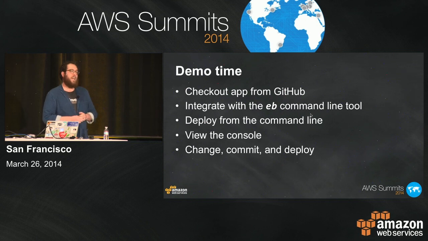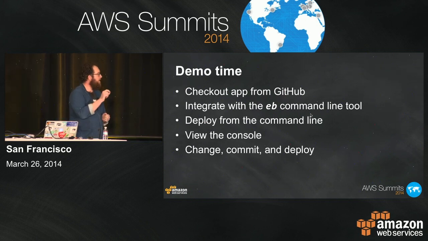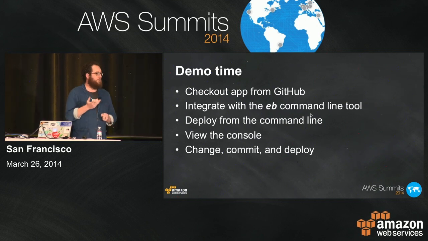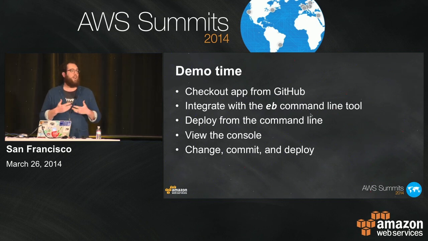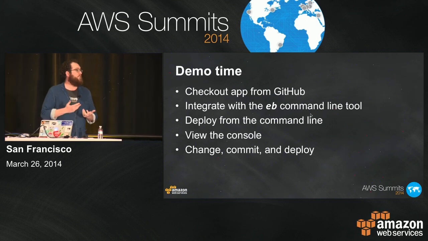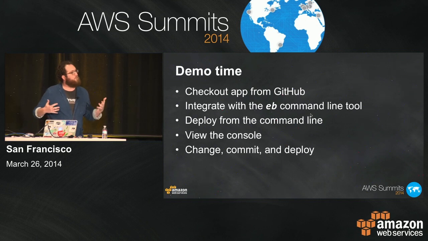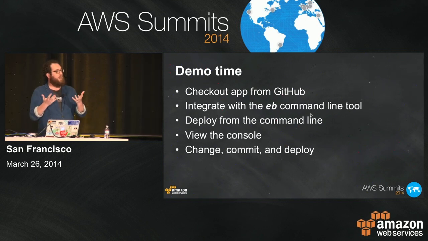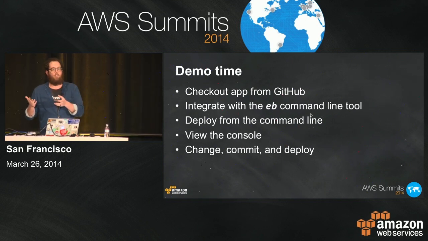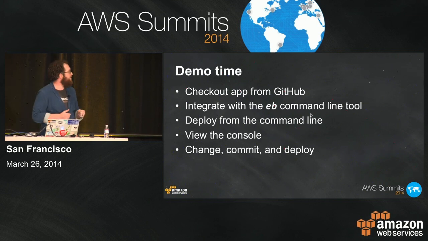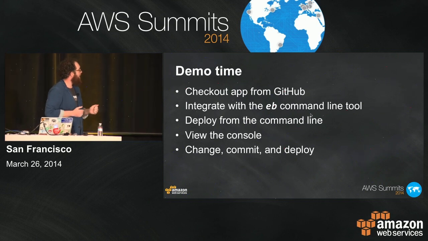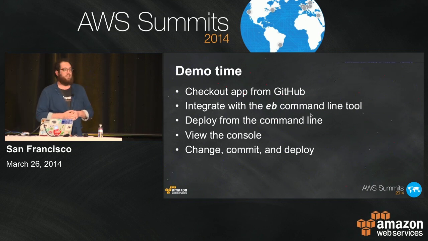We're going to integrate this application with the EB command line tool. And so EB is a tool that we provide that integrates with Elastic Beanstalk, and it's really focused on developers who have workflows that may be command line based and also integrate with Git. So we'll talk about how this tool lifts your Git deployment workflow and integrates it into Elastic Beanstalk. We're going to deploy from the command line. We're going to view the console and manage it, and then we'll do some changes to the application.